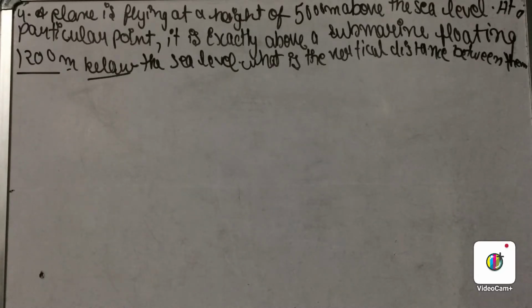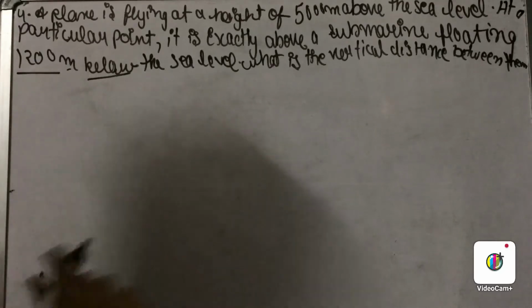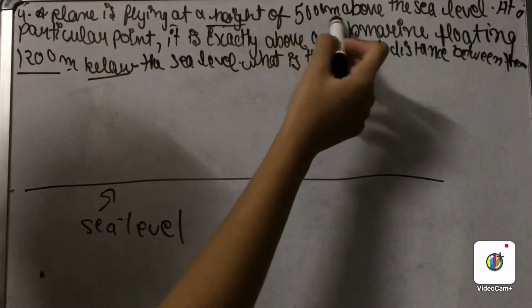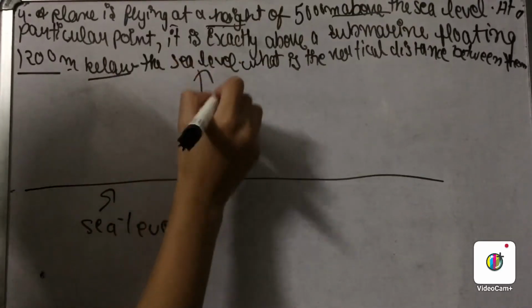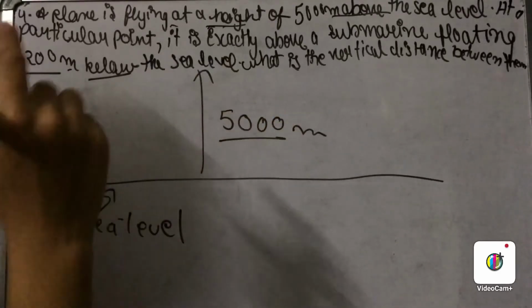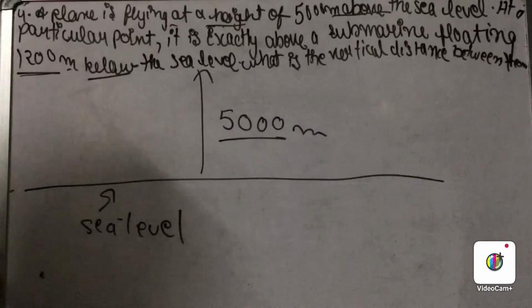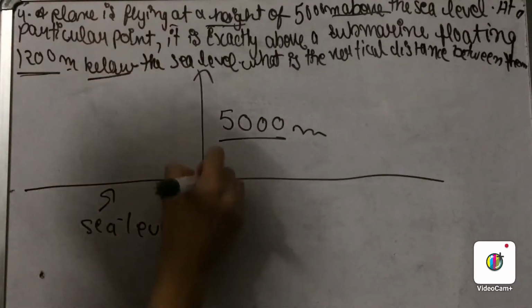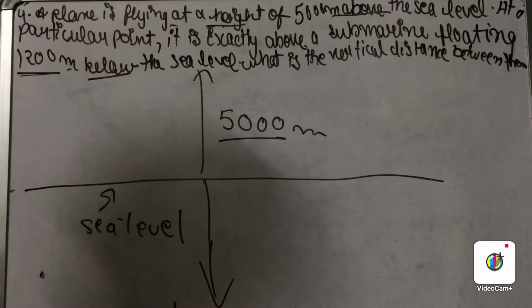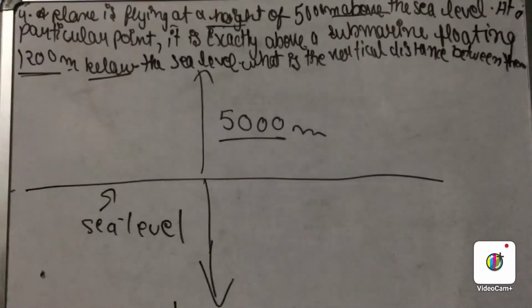Now to show this, I am just going to draw a rough diagram here. So now imagine that this is the sea level, and the plane is flying at a height of 5000 meter above the sea level, 5000 meters. So this is the height of the aeroplane, and the submarine is floating at 1200 meter below the sea level. Now we have to find out the vertical distance between them.